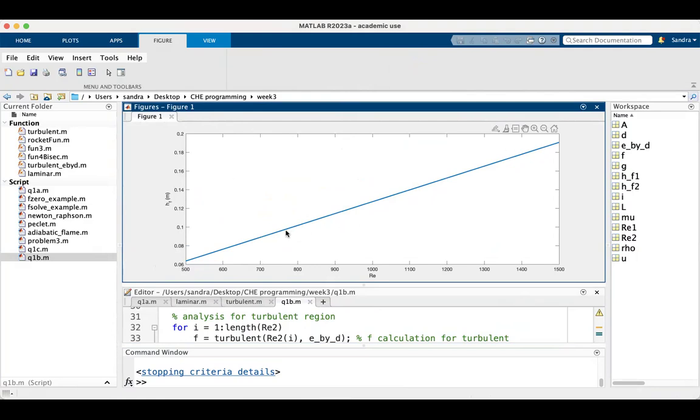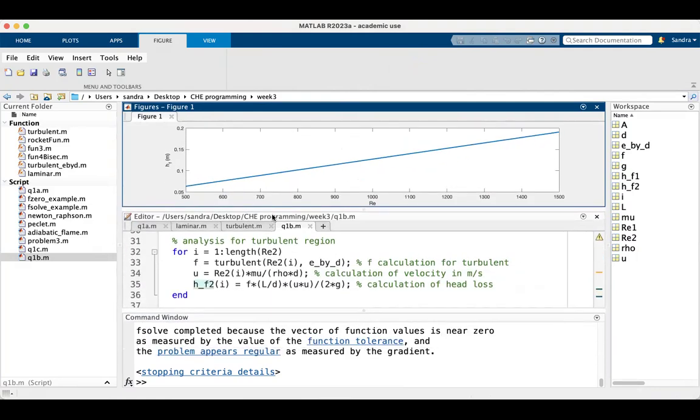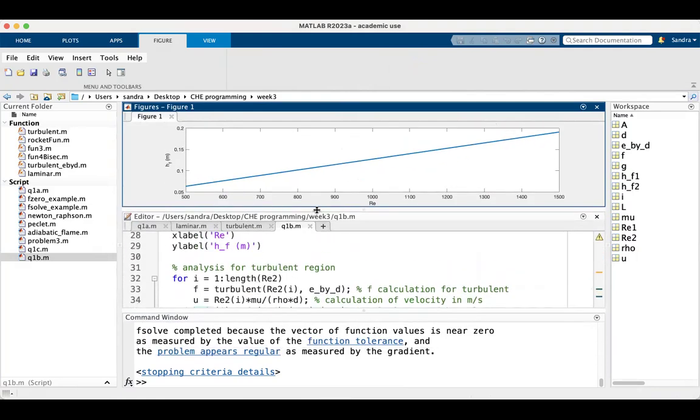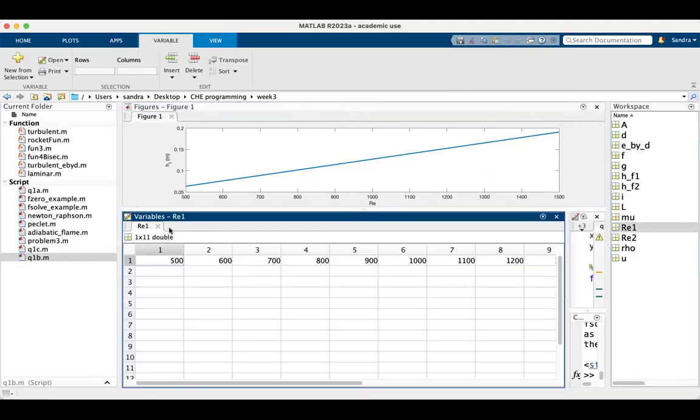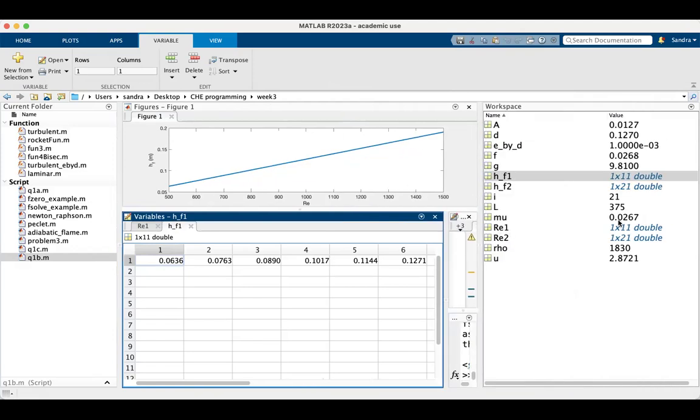So this was figure one, which is basically for the first equation. That is the laminar region. Here you can see Reynolds number RE1 is here: 500, 600, 700, 800. And similarly, the head loss is also like this. If you see the length of the function here, you will see RE has 11 data points. Correspondingly, HF also has 11 data.